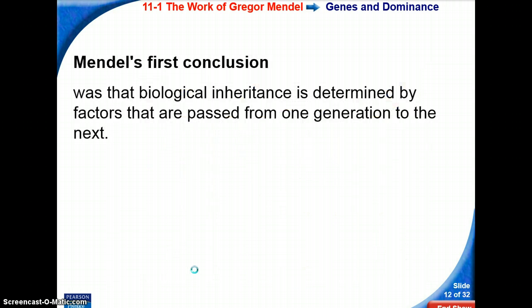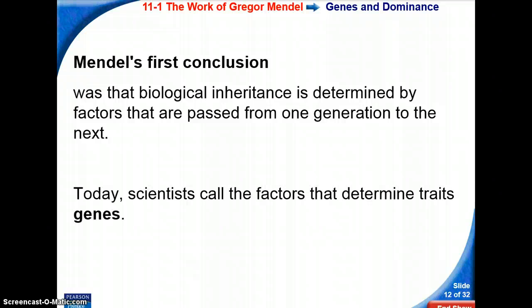So his first conclusion was that biological inheritance, what we inherit from our parents, is determined by factors that are passed from one generation to the next. Today, when we think about those things, scientists call those factors genes. We know that the genes that we get come from our parents, and that's because all the way back to Mendel when he did this work with the pea plants.